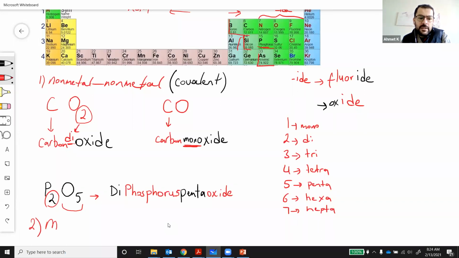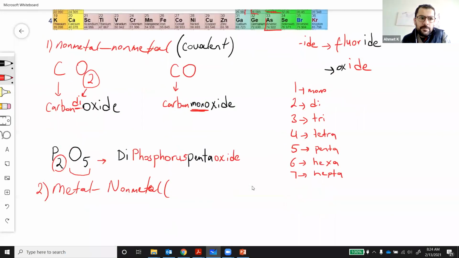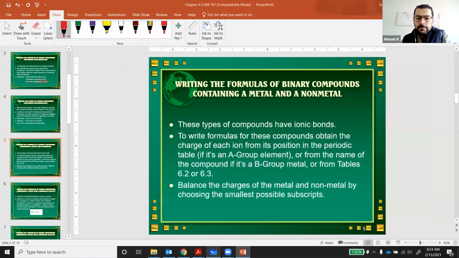If you have metal to non-metal, what kind of bond do you have? Should be ionic. Ionic, right? Very good. Because they are not sharing, they are actually donating, ionic bond. Okay, so how are we going to name metal to non-metal?